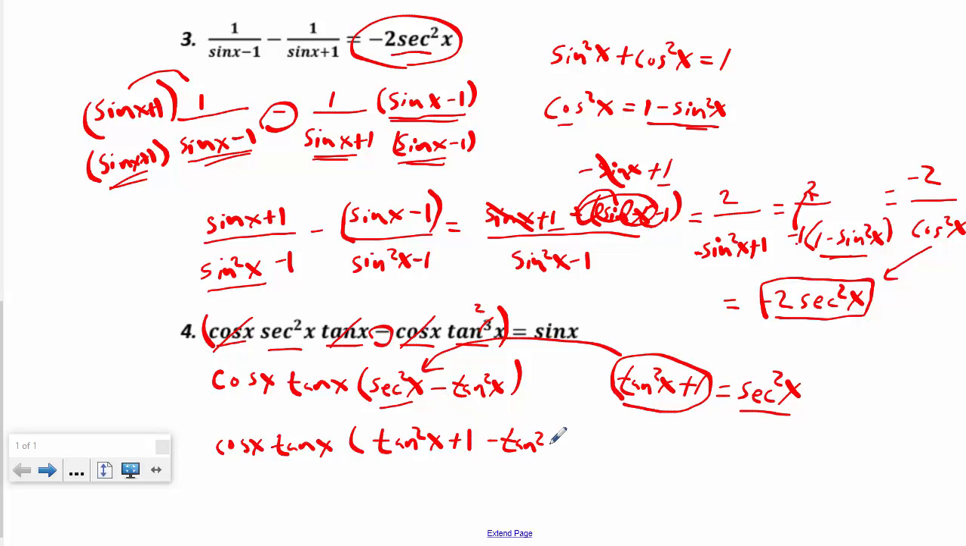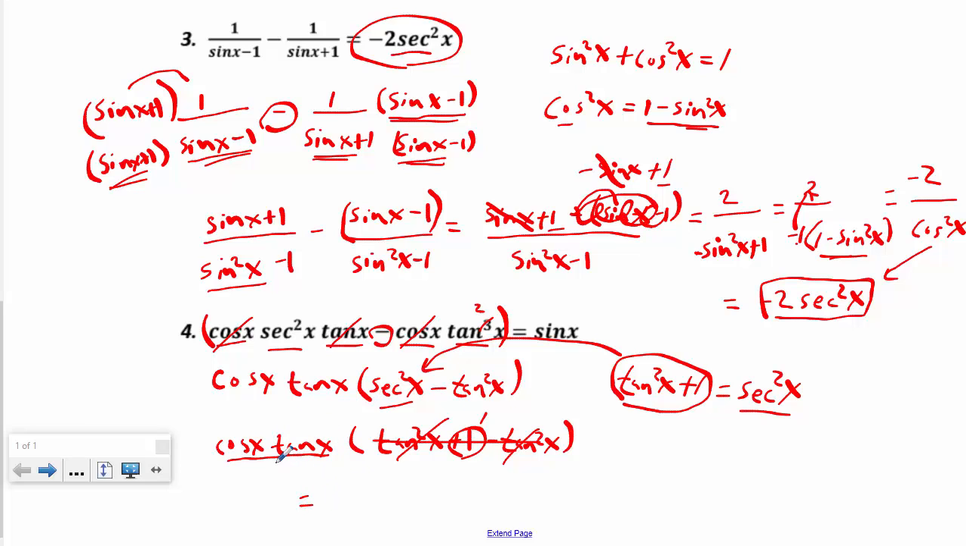What you're going to notice here is that tangent squared x minus tangent squared x makes 0. This is gone. They cancel each other out. So what I have is 1. And now that I have this 1 right here, basically this whole thing just became 1. So simply 1 times cosine x tangent x. This is all I really have is cosine x tangent x.